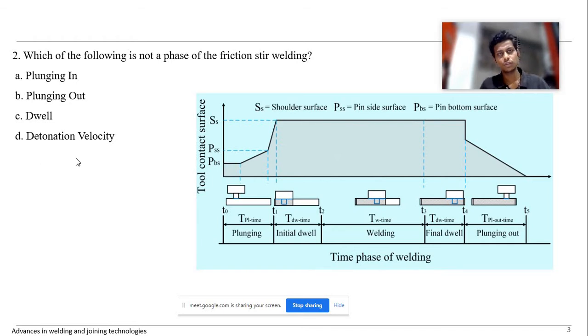So based on this, obviously detonation velocity is under explosive welding, right? There will be a powder and it explodes, and because of that, detonation comes under explosive welding. So what is the question? Which of the following is not a phase of friction stir welding? So obviously it is the detonation velocity. Okay, I will proceed further.